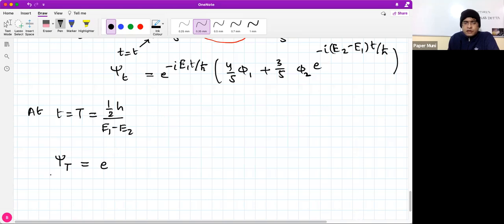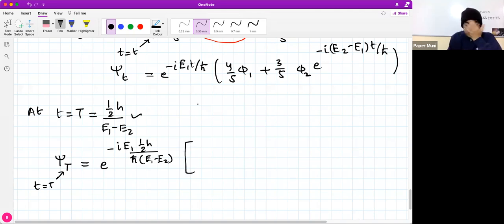All right, so we are doing it at t equal to capital T, which is given by this. Now if you substitute this expression, this is e to power iota e1, and instead of t we'll write down half h divided by h cross, and we have e1 minus e2. This is the first term, the common term which we had taken out.